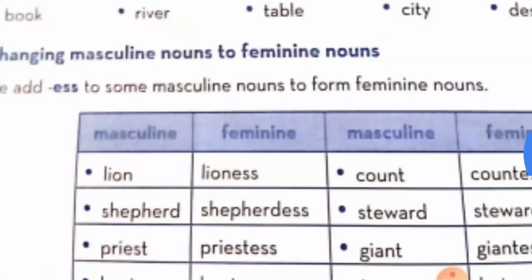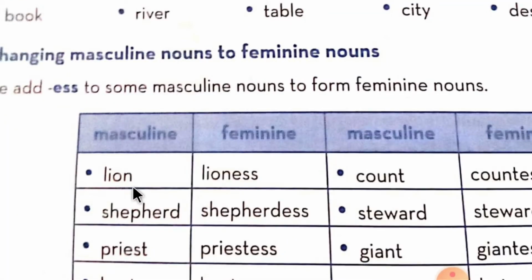What is the spelling of lion? LION. If we add ESS at the end of this word, then it becomes lioness, and lioness is a feminine gender. Lion is a masculine gender. In the same way, shepherd, SHEPHERD. If we add ESS at the end of the word, it changes into feminine gender. For example, shepherd, shepherdess.